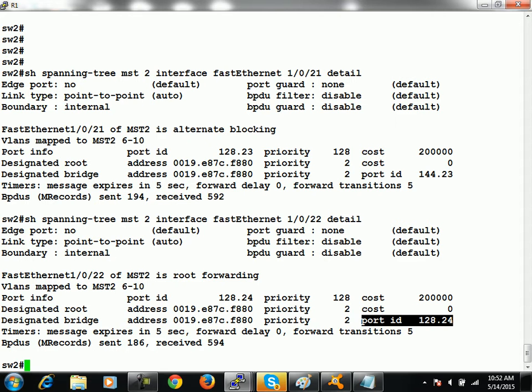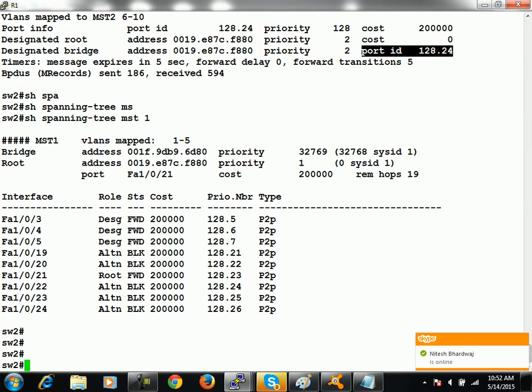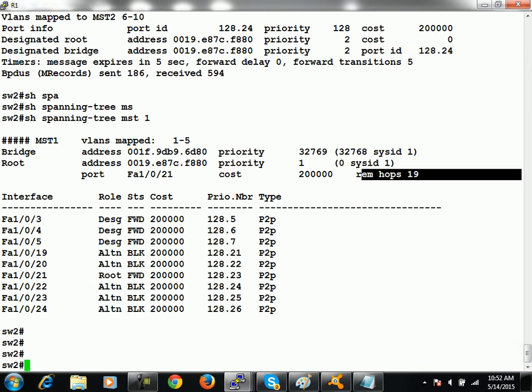After going through all these things, let's talk about the maximum hops. By default in MSTP, maximum hops is configured as 20. What does it mean? Whenever a BPDU is generated by a root bridge, it can cross a maximum of 20 switches. And let me show you. So spanning tree MST1, remaining hops is 19, because switch 1 will be generating these BPDUs with a hop count value of 20. So after crossing this switch, it will become 19 only.